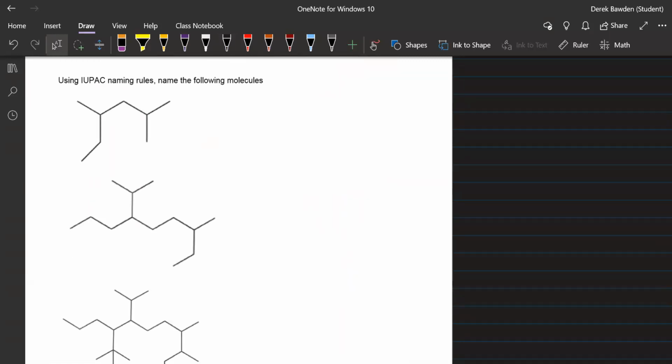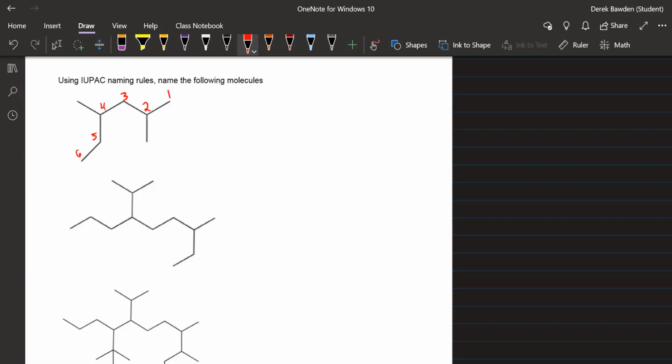Using IUPAC naming rules, name the following molecules. First we want to determine how many carbons are in our longest chain and which direction we want to number. First of all, what's our longest chain? How many carbons? 6, right? And are we going to number left to right or right to left? What do you think? Right to left. So we have carbon 1, 2, 3, 4, 5, 6.